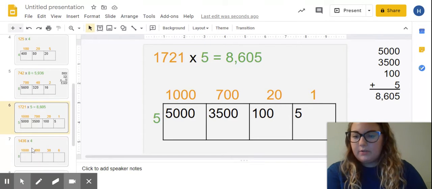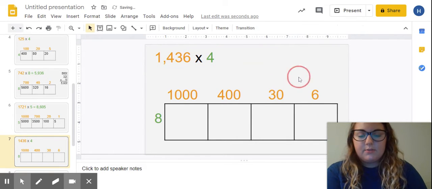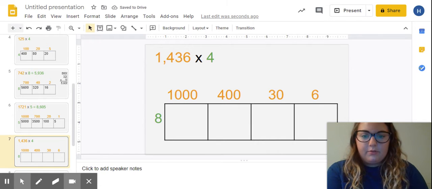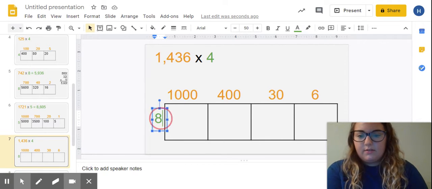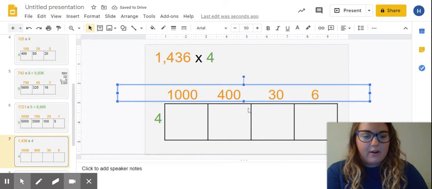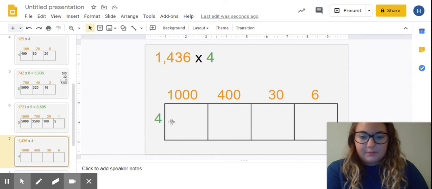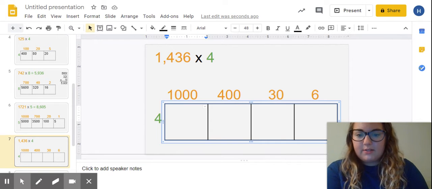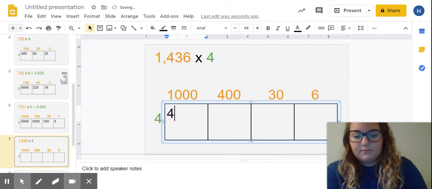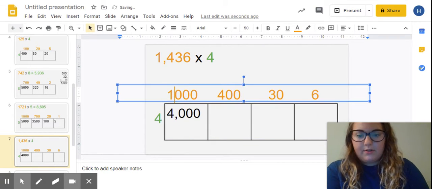So let's try that one more time. With 1,436 times 4. I have decomposed 1,436 times 4. Okay, so now that I have my area model set up, I am ready to start multiplying. 4 times 1,000 is 4,000. Make sure we have our commas here.